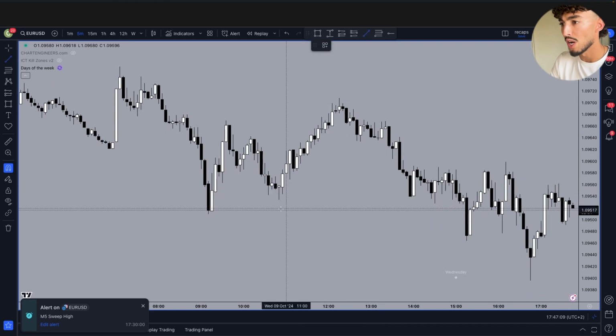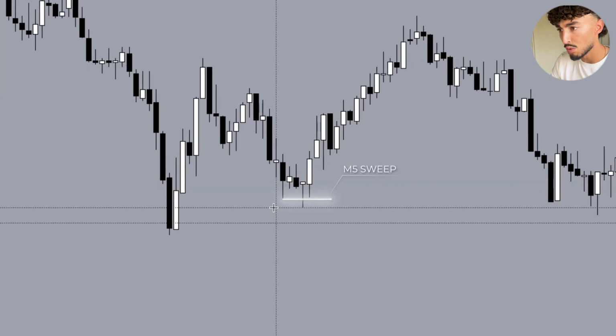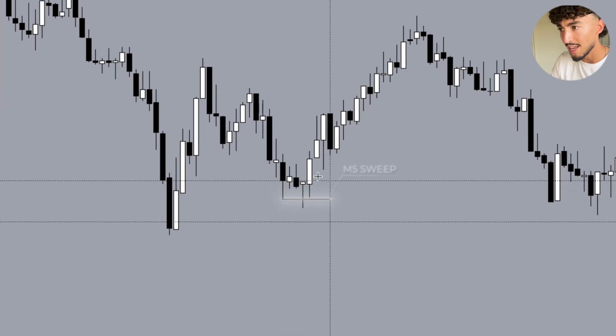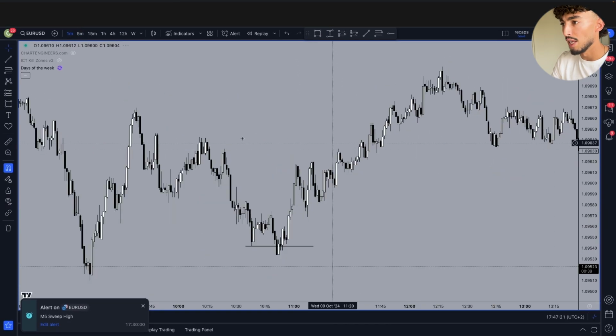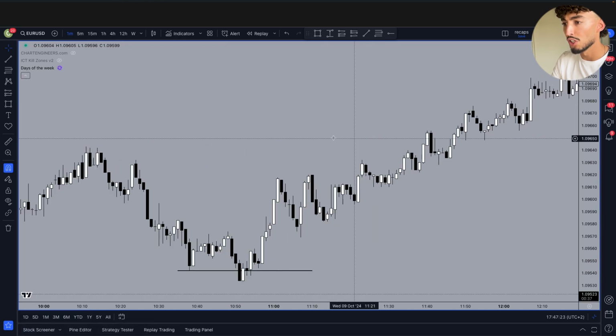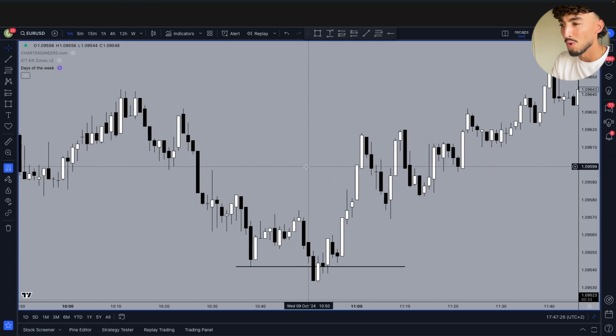Here you can see the price had a M5 sweep. Price ran below this swing low, as you can see here, and closed above. At that point, I zoom into the M1 and I'm going to find my structure high, so the market structure level, which is always the swing high before the M5 sweep.